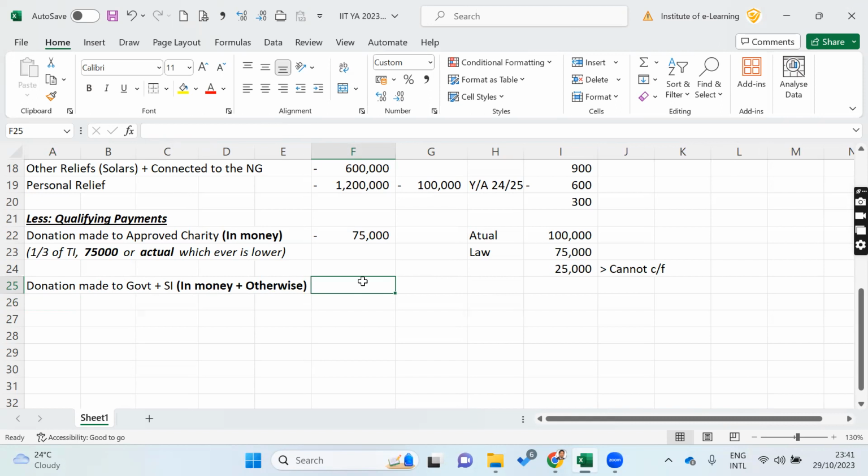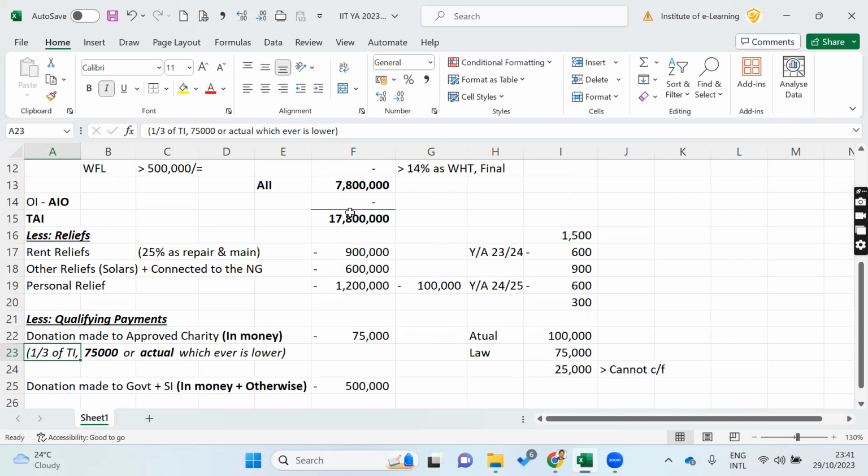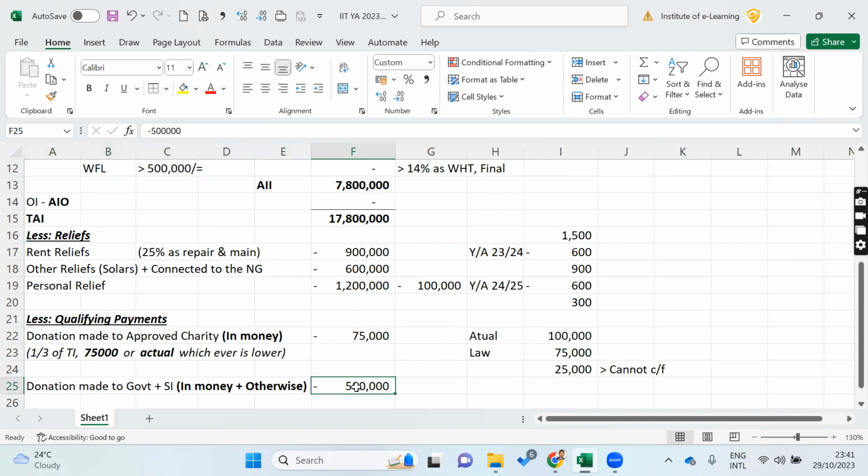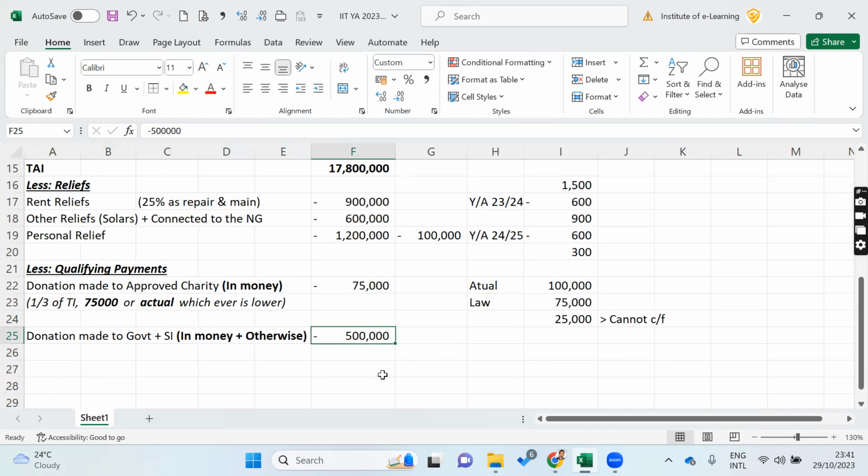Right? Here, let's say this person has donated to a government hospital or government school, 500,000, right? He can deduct 500,000 entirely. No need to check whether it is as per the limit or any law. The entire amount you can deduct because the law says the full amount is deductible. You cannot carry forward any remaining amount because there won't be any remaining amounts, as you will not donate the entire assessable income. So it will be lesser than that. So you can deduct whatever the donated amount.